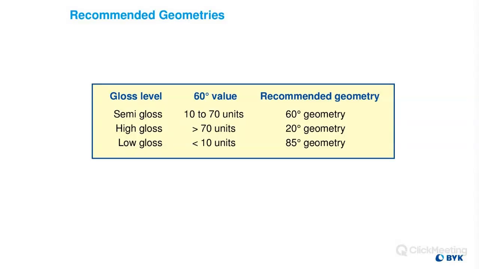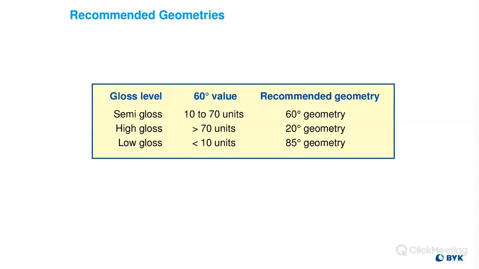This is the convention that we use for when to recommend which geometry. We say that if you measure your surface with a 60-degree meter, because remember, you're going to get different answers, make sure you're measuring with a 60-degree meter. If the value is between 10 and 70, we would say the 60 degree is the correct geometry. If it's greater than 70, we would say switch to the high gloss meter, the 20-degree geometry. And if it's less than 10 units, we would say go to the low gloss geometry, the 85-degree. So this is kind of a rough convention.